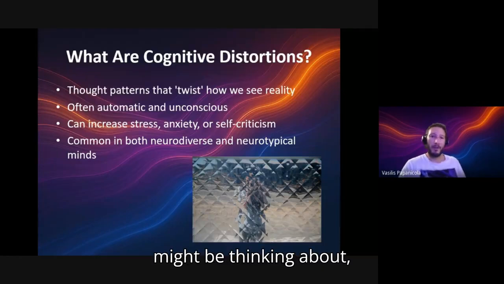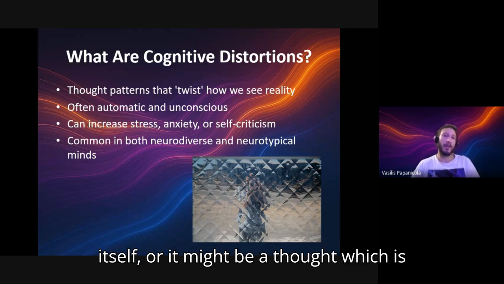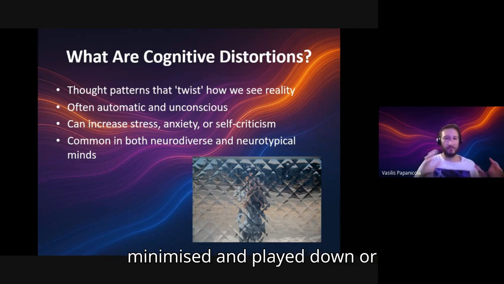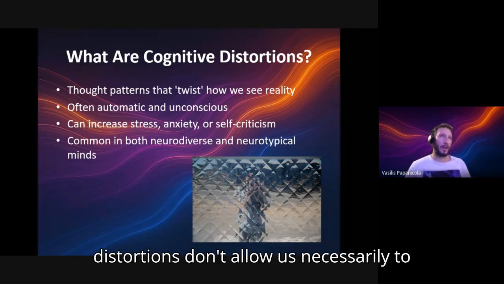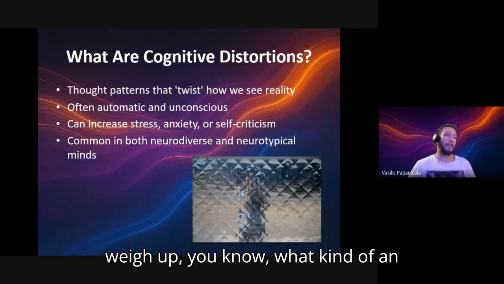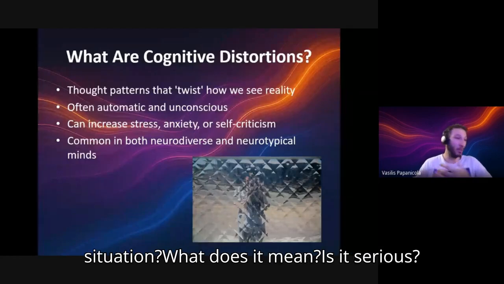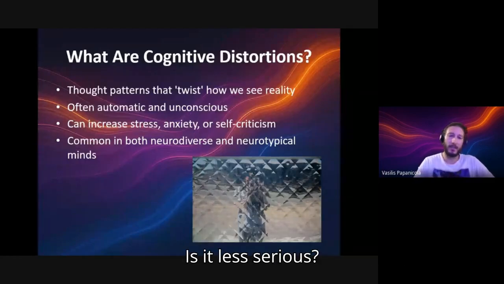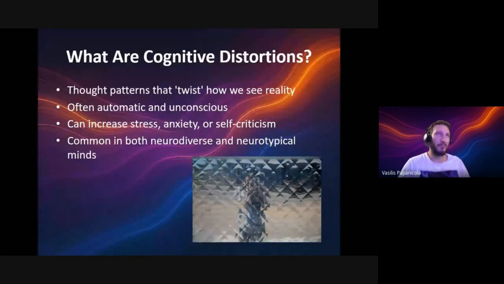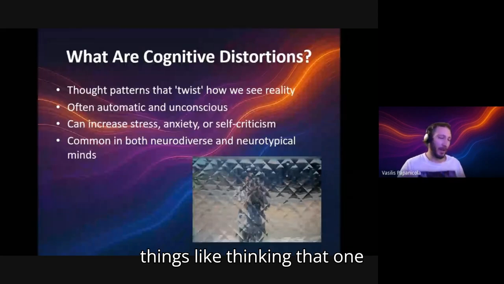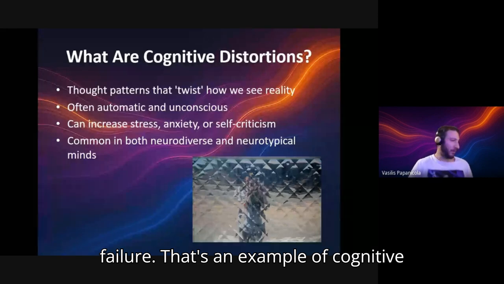It might be a thought that's exaggerated itself, or it might be a thought which is minimized and played down or oversimplified. So these cognitive distortions don't allow us necessarily to weigh up what kind of an issue is in front of us. What is this situation? What does it mean? Is it serious? Is it less serious? So it's often things like thinking that one mistake defines us and makes us a total failure. That's an example of cognitive distortion.